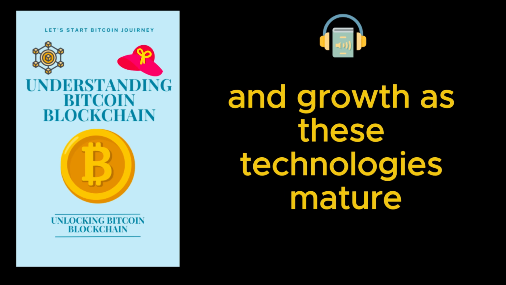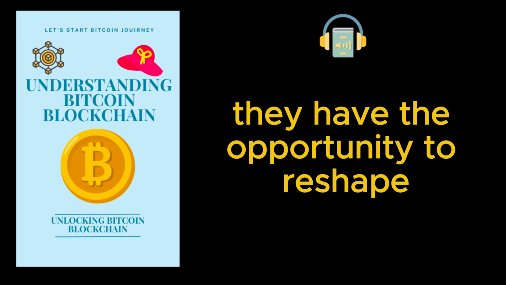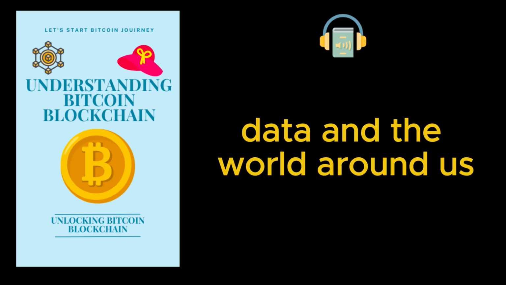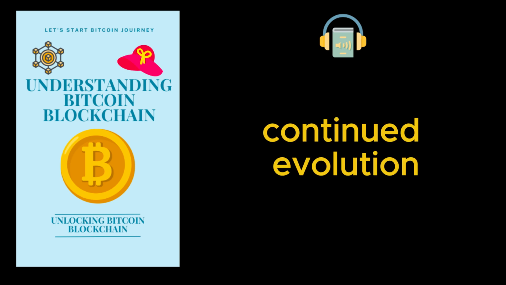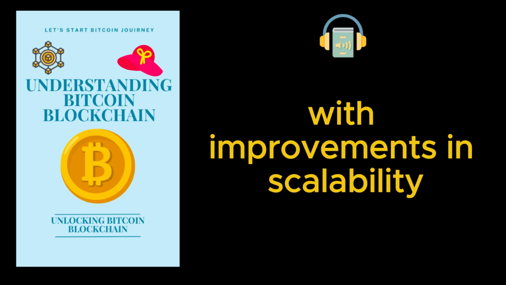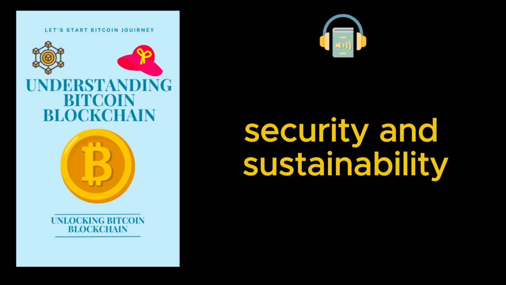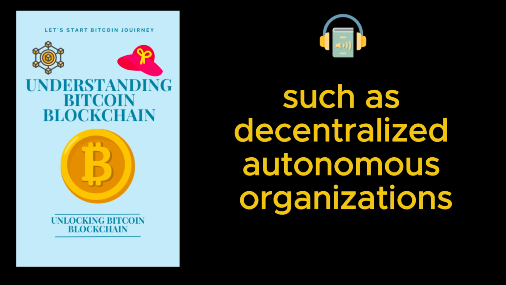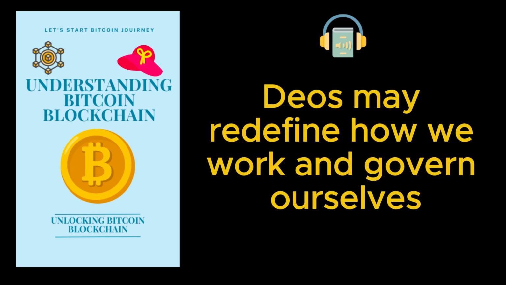As these technologies mature, they have the opportunity to reshape the way we interact with money, data, and the world around us. Continued evolution. Bitcoin and blockchain are likely to continue evolving, with improvements in scalability, security, and sustainability. Emerging technologies and trends, such as decentralized autonomous organizations, DAOs, may redefine how we work and govern ourselves.